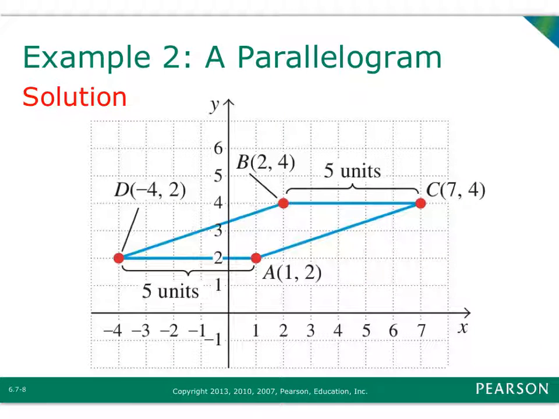So in our second particular solution, we still have the 5 units from B to C. We know we have 5 units from A to D, but remember that D was originally here when we had the old solution. Now we're moving 5 units in the opposite direction, and it's still parallel to the 5 units of BC. So now we see that moving in the opposite direction gives us D to be at (-4, 2).